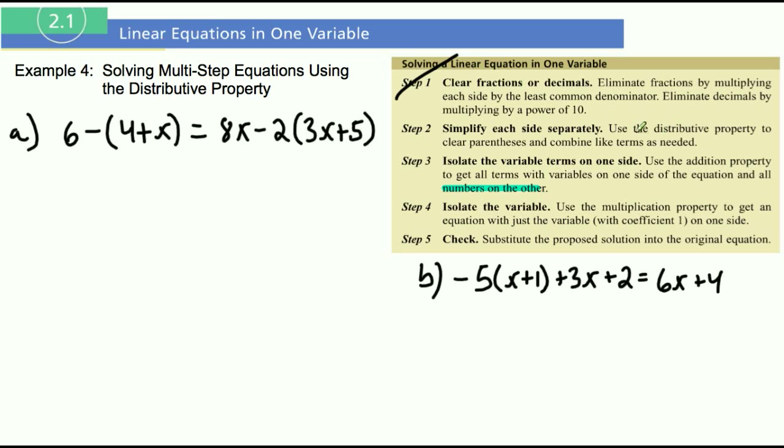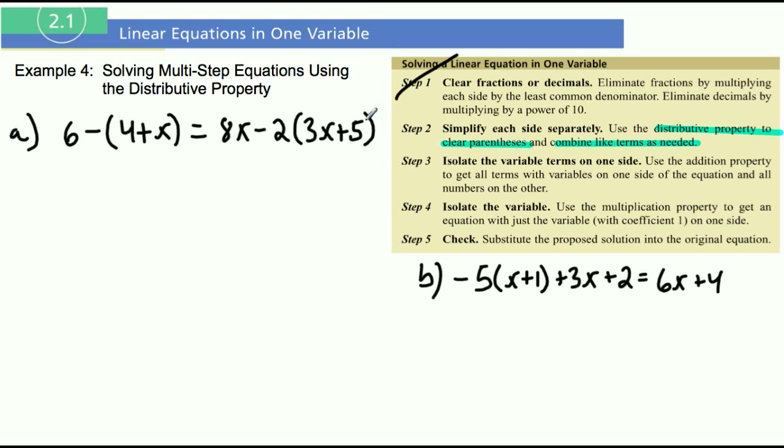First of all, we're going to use the distributive property to clear the parentheses. Okay, so that's the first thing we're going to do on both sides. Use the distributive property. And then secondly, we're going to combine like terms. Okay, so let's go ahead and do both of those things. It's going to be two separate steps now. I'll start with the first one.